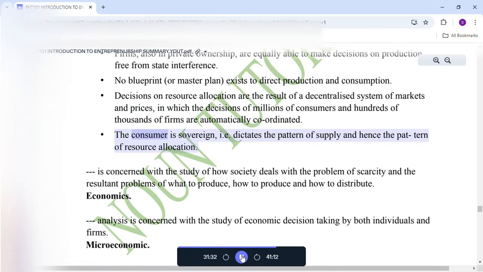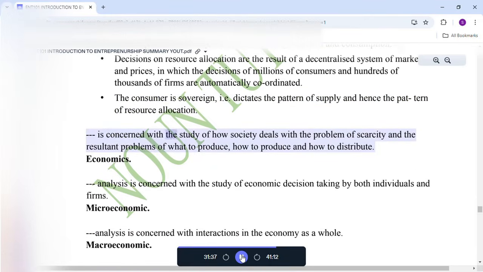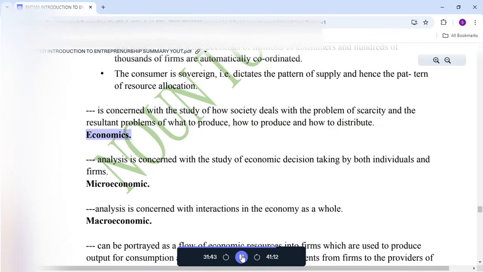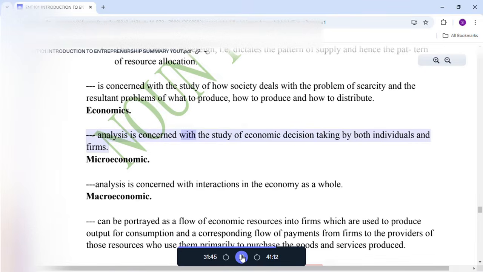The consumer is sovereign, i.e. dictates the pattern of supply and hence the pattern of resource allocation. Economics is concerned with the study of how society deals with the problem of scarcity and the resultant problems of what to produce, how to produce and how to distribute. Microeconomic analysis is concerned with the study of economic decision-taking by both individuals and firms.